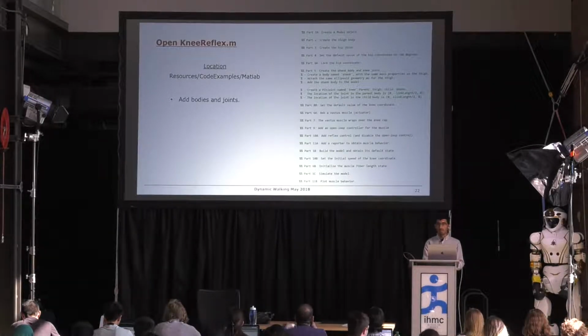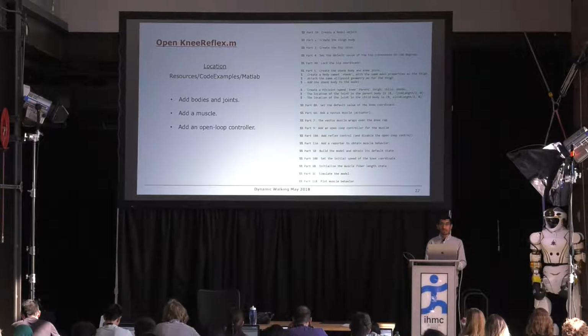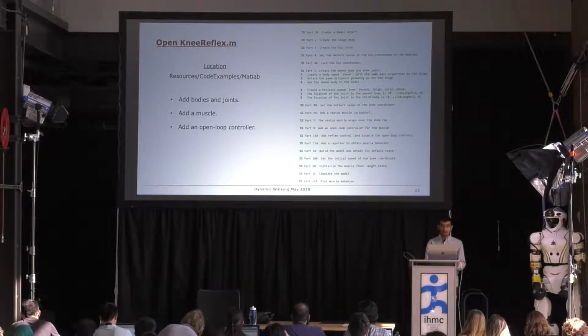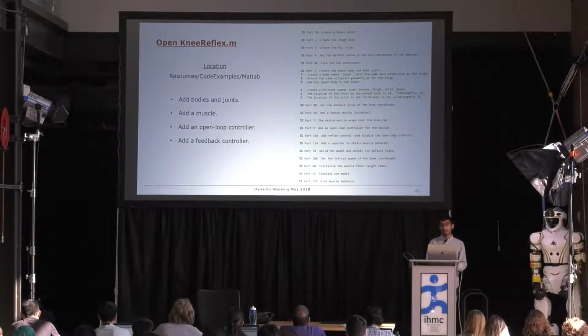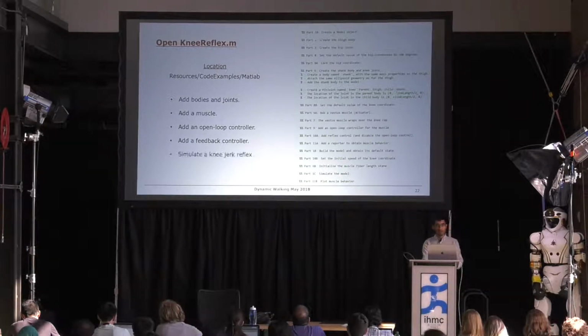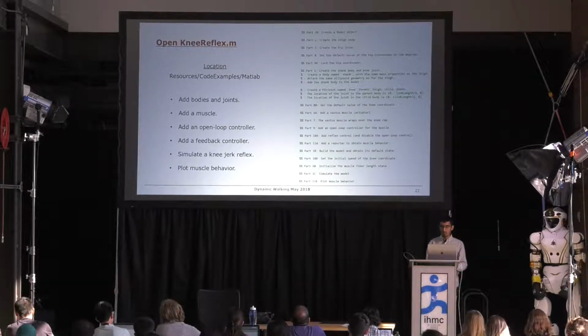So the steps for this example are we're going to add models, bodies and joints to our model. Then we're going to add a muscle. Then we're going to add an open loop controller to control that muscle. Then we'll add a feedback controller to model knee-jerk reflex. And then we're going to plot the behavior of that muscle.